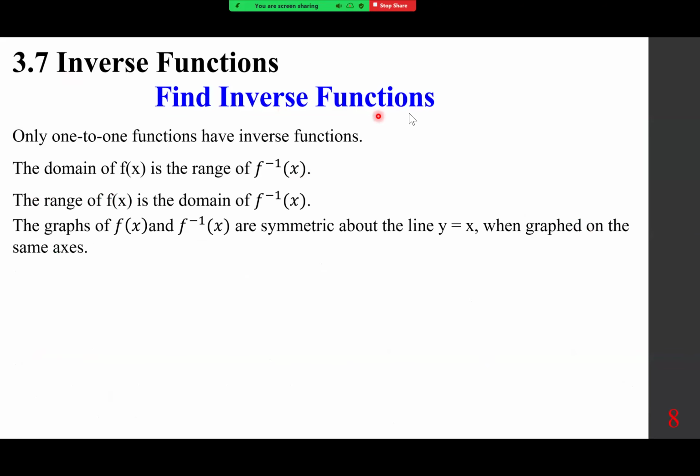Find inverse functions. How do we do that? Only one-to-one functions have inverse functions. The domain of f of x is the range of f inverse. The range of f of x is the domain of f inverse of x. The graphs of f of x and f inverse are symmetric about the line y equals x when graphed on the same set of axes.